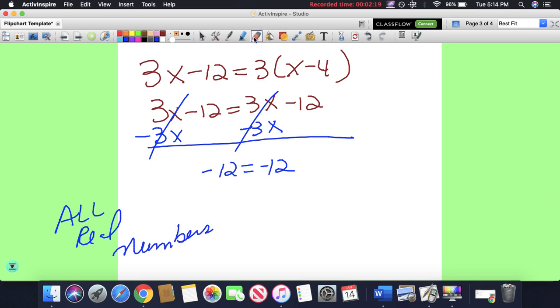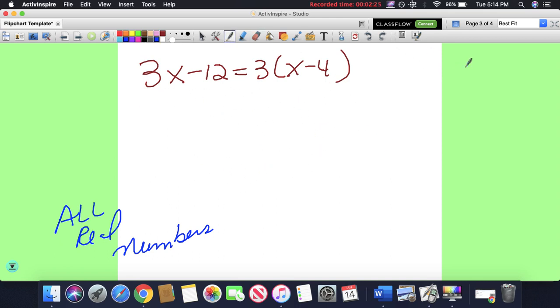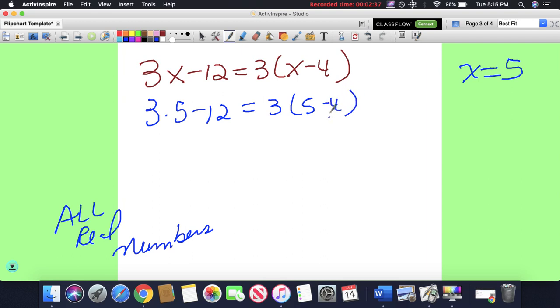So let me erase this. Let's pick a random number for x. Let's make our lives easier and pick x equals 5. Let's substitute. On this side, I get 3 times 5 minus 12, and on this side, I get 3, parentheses, 5 minus 4. Let's see if we have the same value. 3 times 5 is 15, and minus 12 gives me 3. Here, 5 minus 4 is 1, and 3 times 1 is 3.